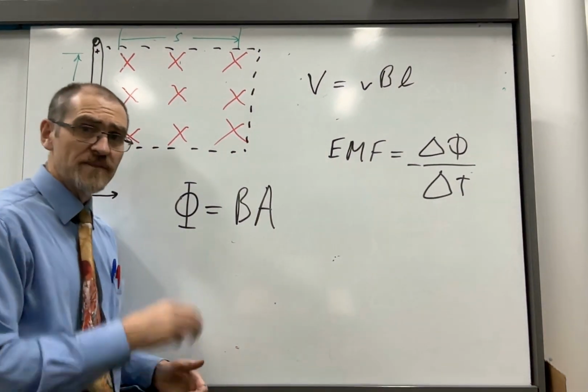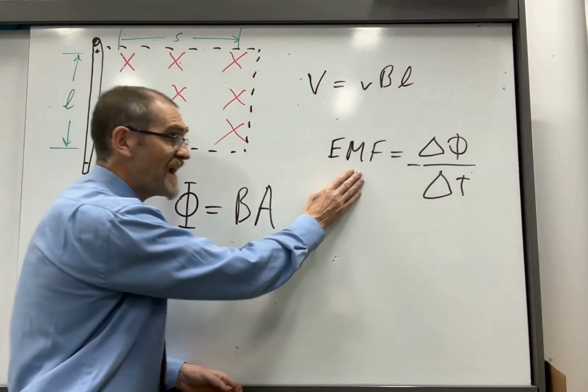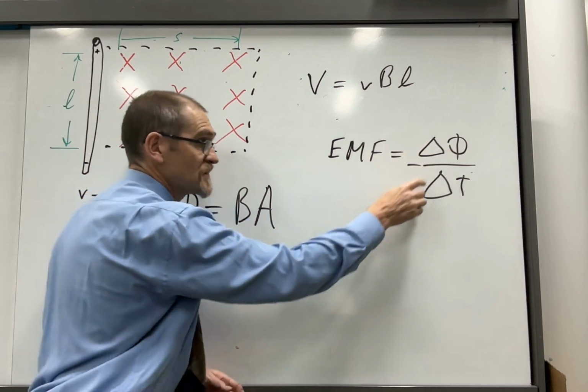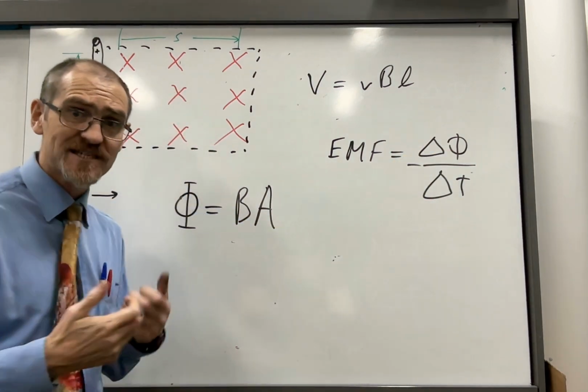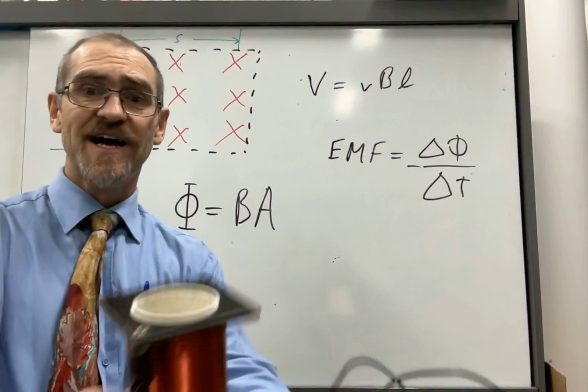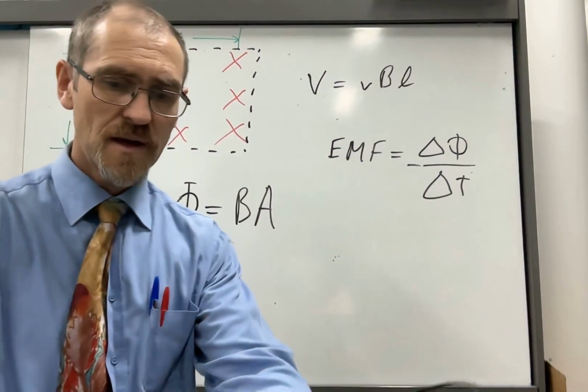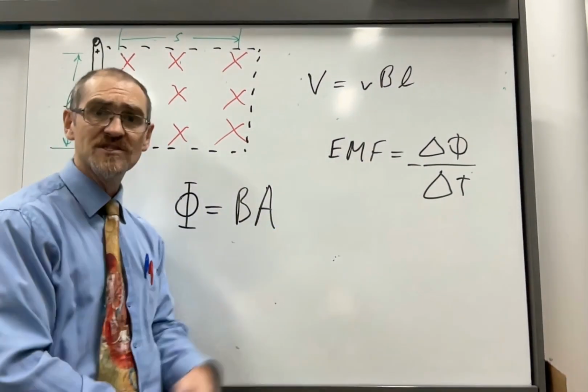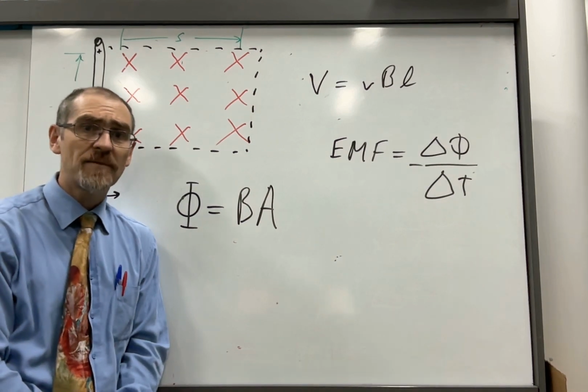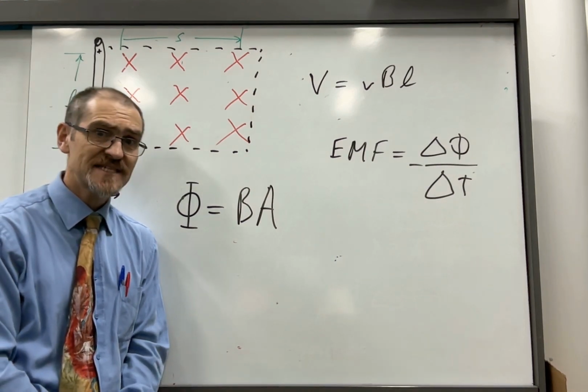So next week, as we pursue this idea of Faraday's law being equal to delta phi on delta t, the changing flux across a conductor, the changing flux across a coil, we're going to be able to use this to determine the voltage output from generators. That's the next step in this process.